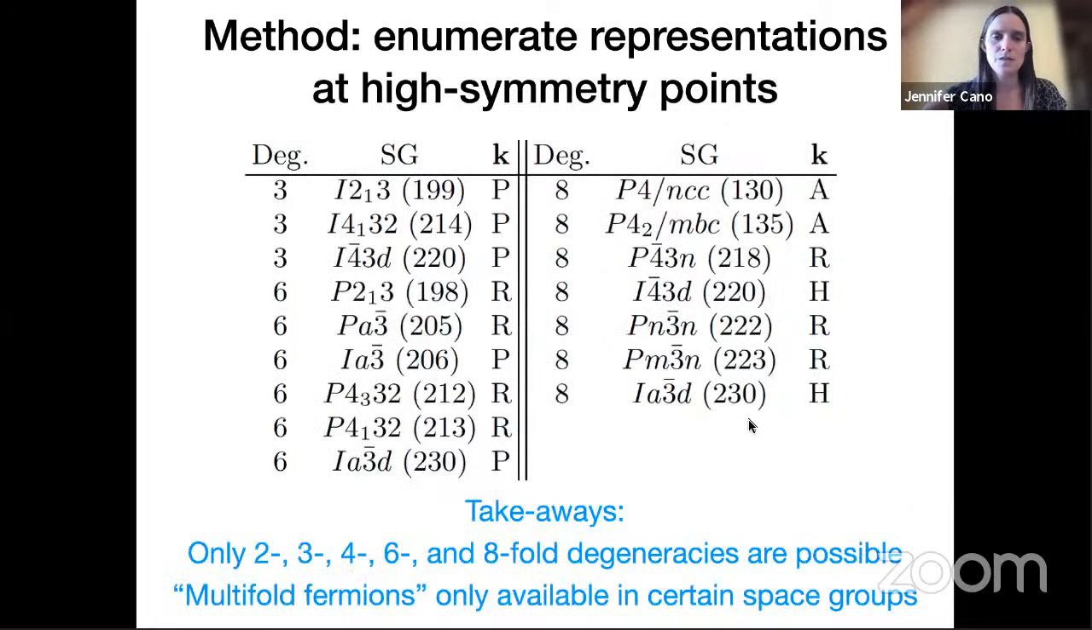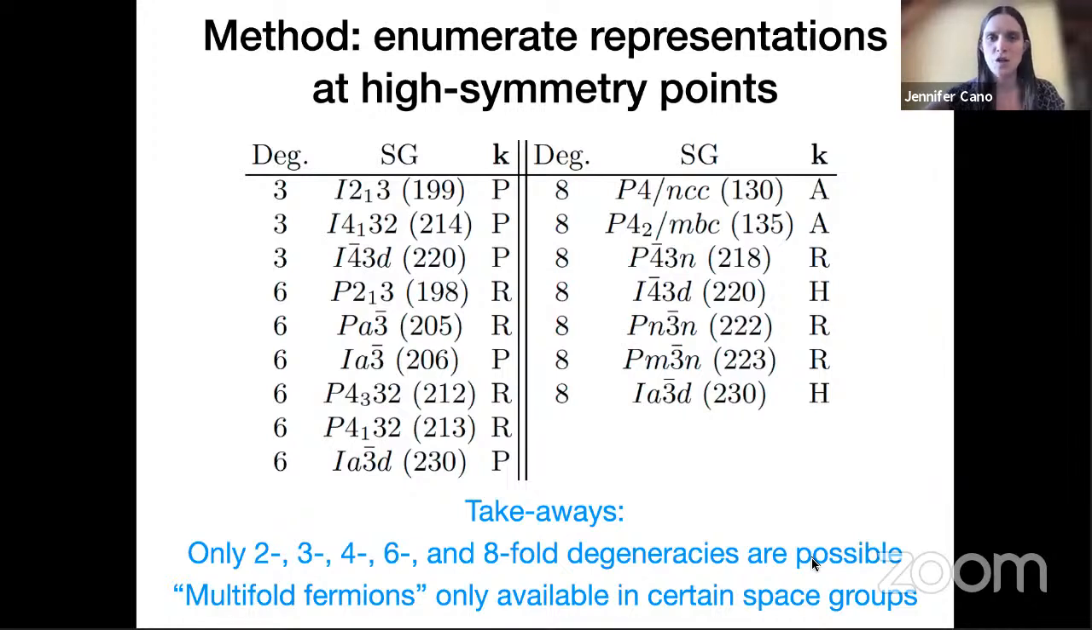So these are the results of our search. We found that besides 2- and 4-fold degeneracies, which we already knew about from Weyl and Dirac fermions, we could get 3-, 6-, and 8-fold degeneracies. Considering there are 230 space groups, this is a pretty small list. These all have a very specific property, which is that these are all non-symmorphic space groups. I'll explain a little bit why in a moment. But these combinations of screw and glide symmetries can enforce higher degeneracies.